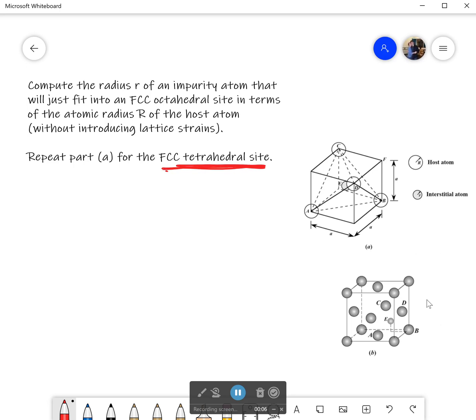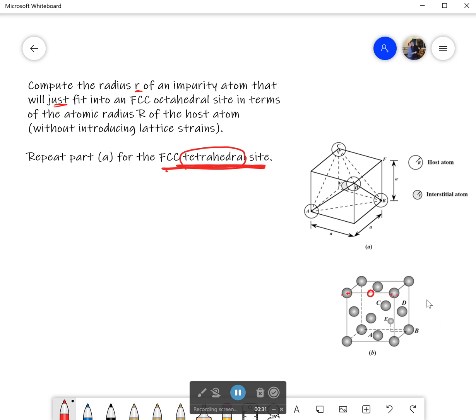It says right here: compute the radius r of an impurity atom that will just fit into an FCC tetrahedral site. Octahedral is not too terrible. That would be this spot right here, halfway in between any two edge atoms. Now the tetrahedral site is a little bit harder to visualize.